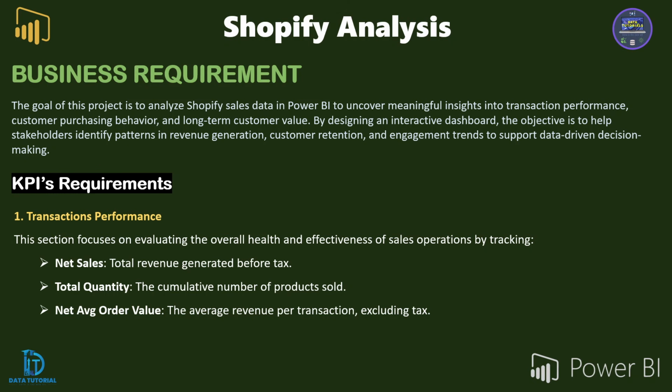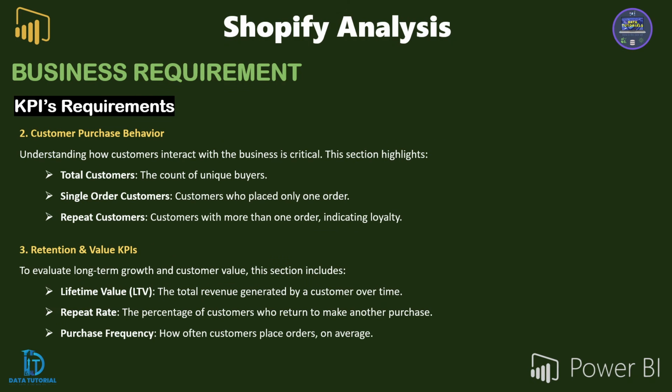Then we will also find out net average order value, and it is nothing but the revenue per transaction, right? And again, it will be excluding the tax, which we are doing for net sales as well. So this is the first, transaction performance, which we are going to find out. The next we will be doing is customer purchase behavior.